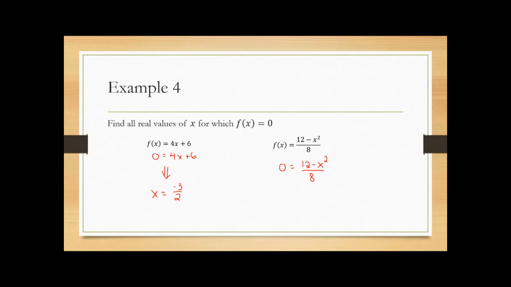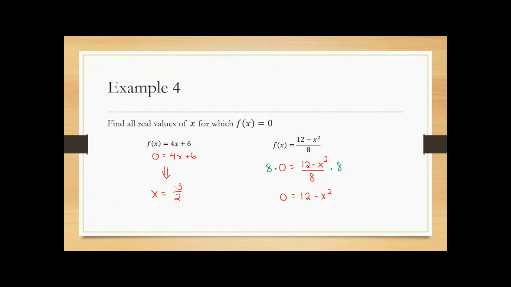So whenever I'm solving, I always want to eliminate fractions. So I am going to multiply both sides by the denominator. Let me make sure I change colors here. Both sides by 8. So 8 times 0 is 0. And then I've eliminated my fraction, so I get 12 minus x squared. So the denominator in this case doesn't matter when we're trying to find where this is equal to 0.